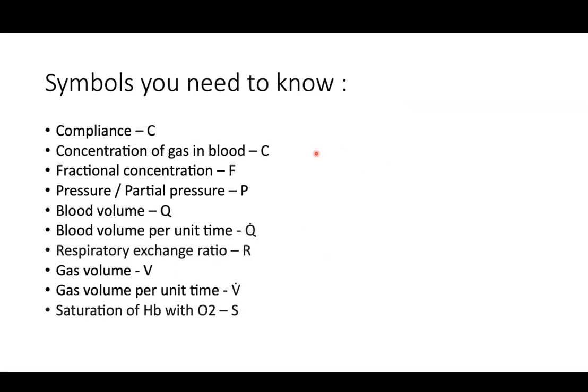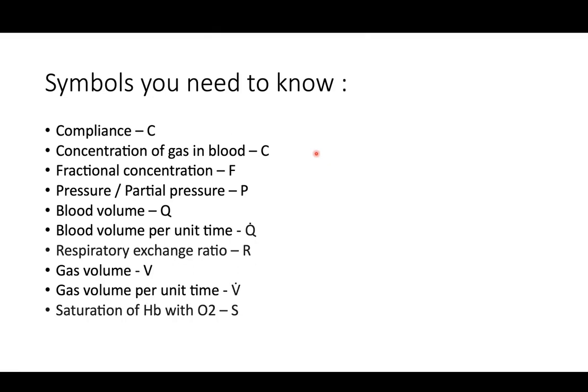Okay. So before we start, learn some symbols, and these symbols are going to help you understand what we're talking about. If you don't understand these symbols, you won't understand what we're talking about. So let's go over them. Compliance is represented by capital C. Concentration of gas in blood is capital C. And I know they're both capital C's, but you would know the difference depending on the context.